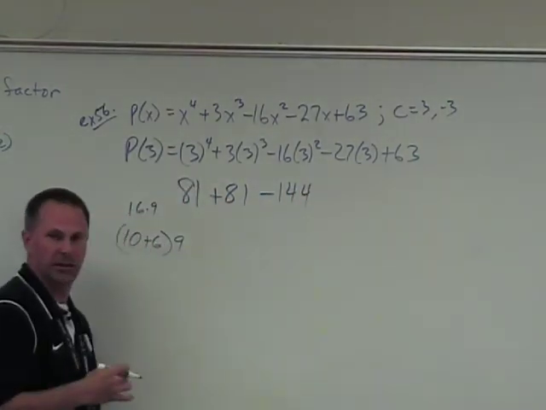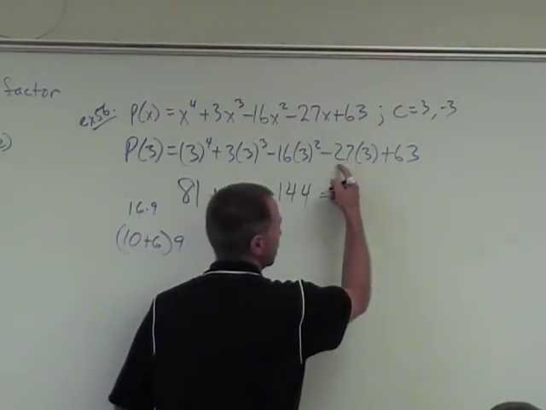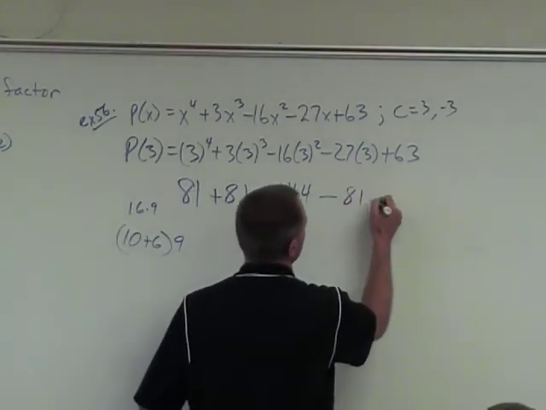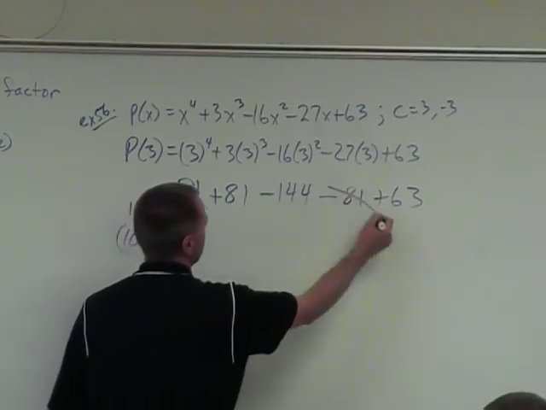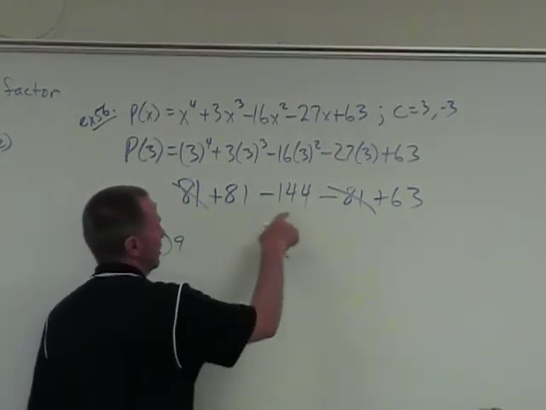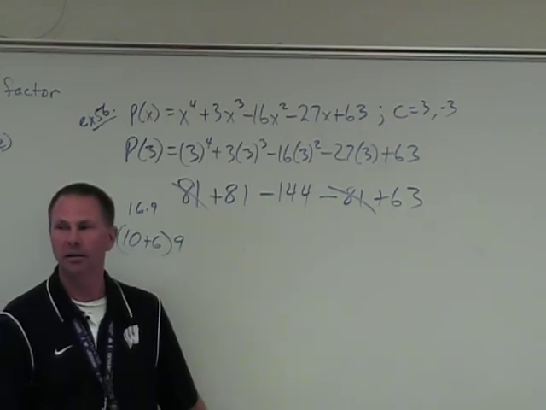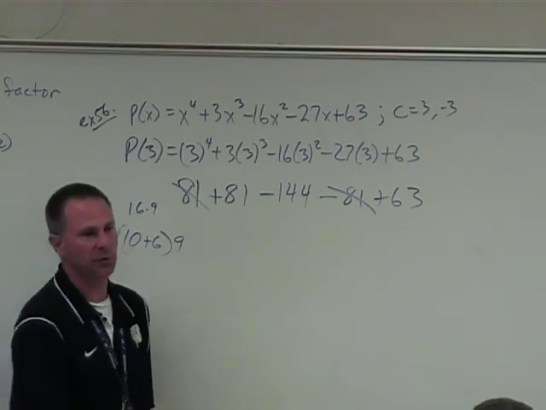You really do not need to use calculators, guys. Come on. What's 27 times 3 again? Oh, 81. What's 81 minus 81? What's 81 plus 63? What's 80 plus 60? That'd be 140, and then the 1 and 3 is 144. And then you have a minus 144.